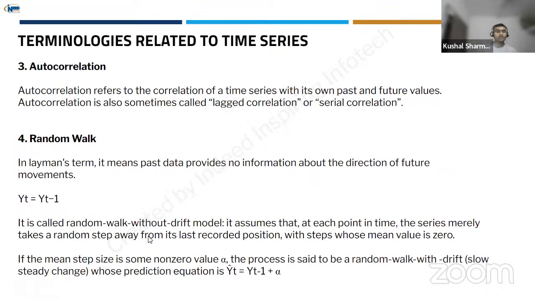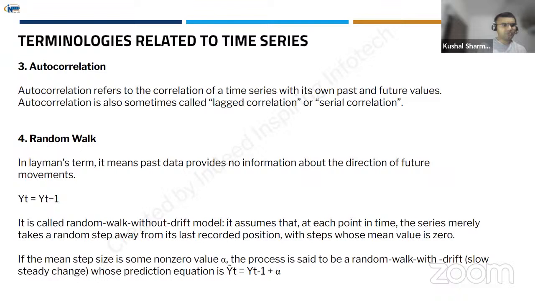Now let us try to understand autocorrelation. Autocorrelation refers to the correlation of a time series with its own past values and future values. We have discussed this, right? It is also known as lagged correlation or serial correlation. Now, random walk. In layman's terms, it means that past data provides no information about the direction of future movements. We say that it is randomly walking because it is nowhere depending upon the past data. That is basically the meaning.